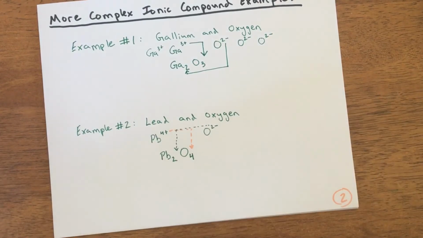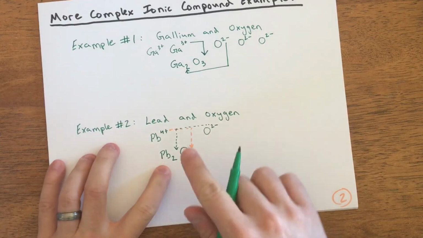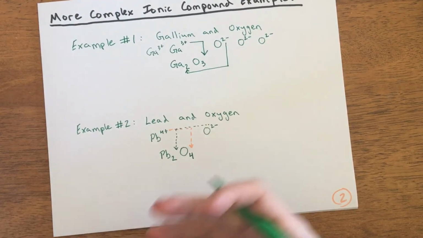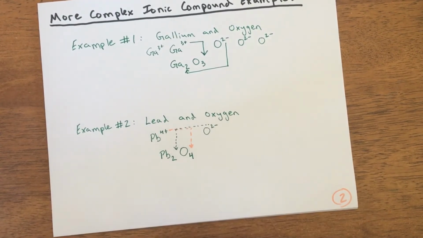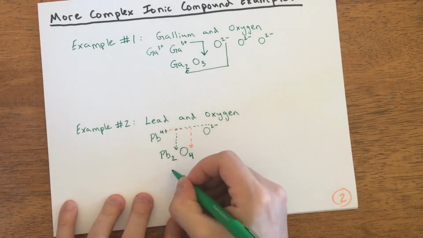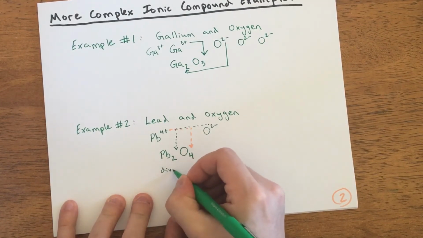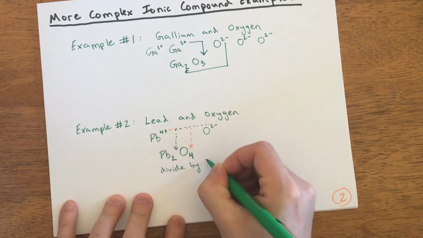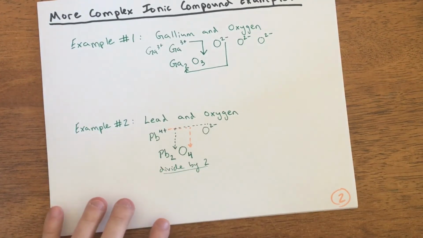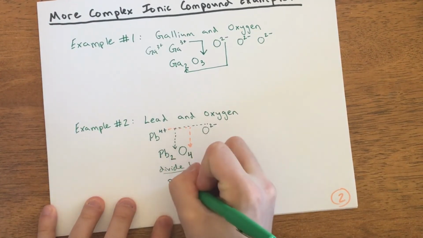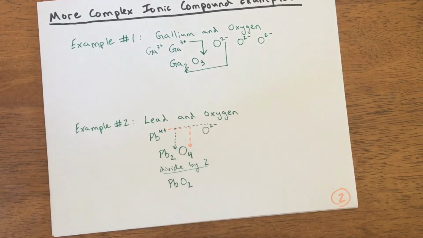The truth is, this is just fine from a certain perspective. For every 2 leads, we're going to need 4 oxygens. But with an ionic compound, it's all about ratios. So our job is to reduce that down to the lowest common factor. Since it's all divisible by 2, we should divide it by 2. Divide all the subscripts by 2, and we get lead oxide, PbO2, which is the answer we anticipated.